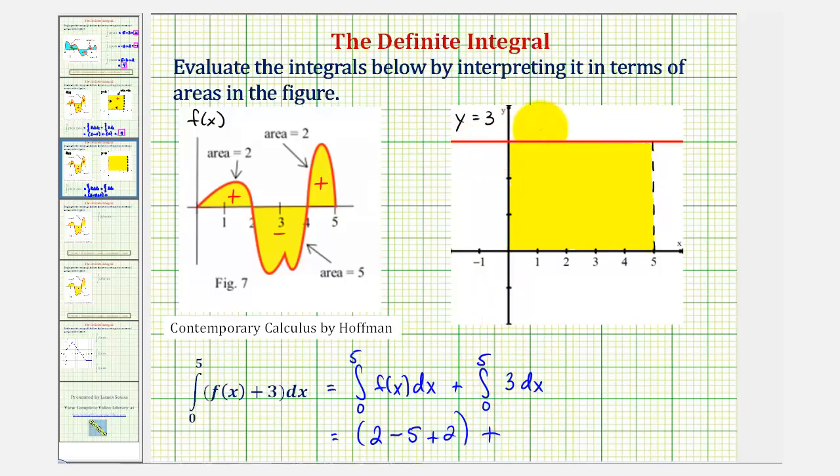Again, here's a graph of the constant function y equals 3. The area is above the x-axis, so we know it's going to be positive. And because the rectangle here is a 5 by 3 rectangle, we know that the area is equal to 3 times 5, or 15. And therefore we have plus 15. So here we have 2 minus 5 plus 2. That's going to be negative 1 plus 15 equals positive 14.